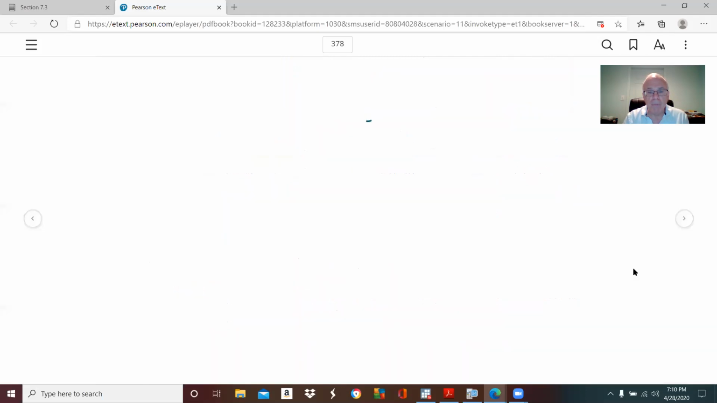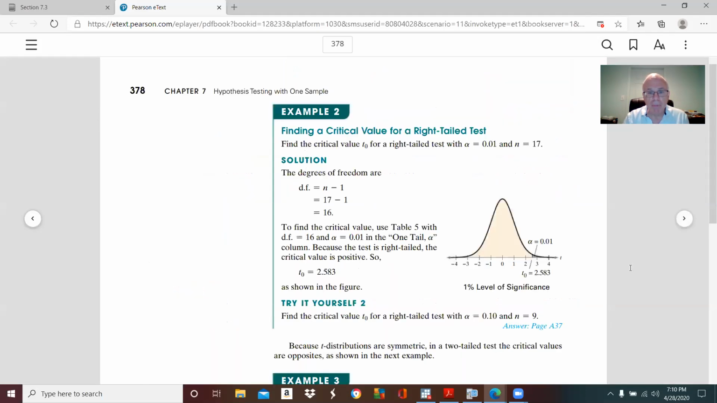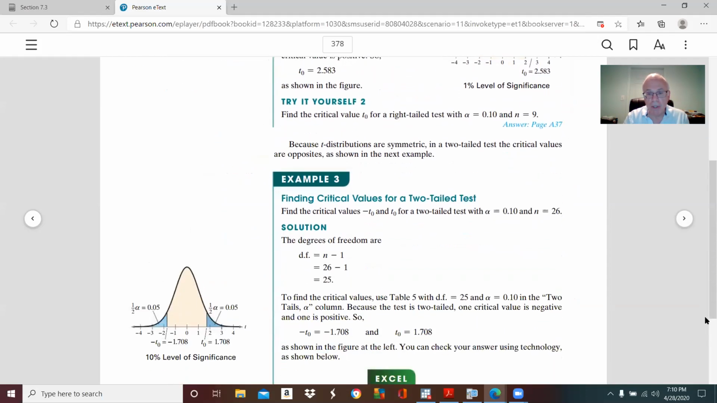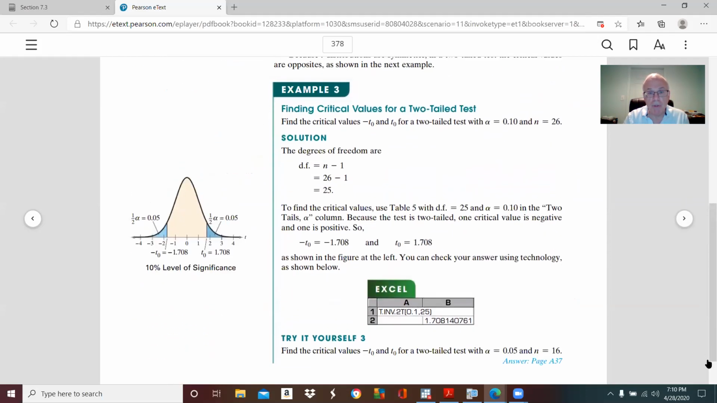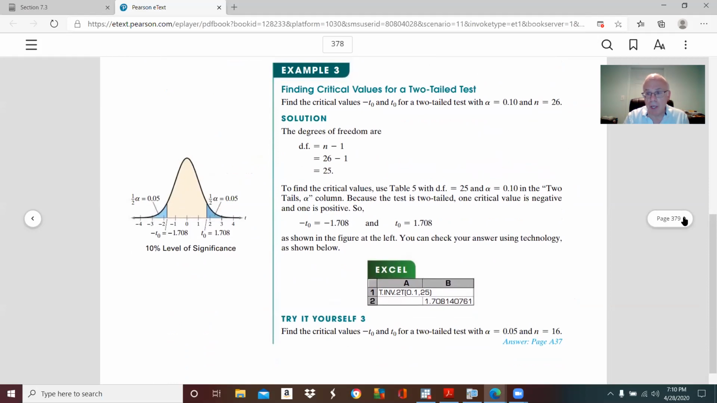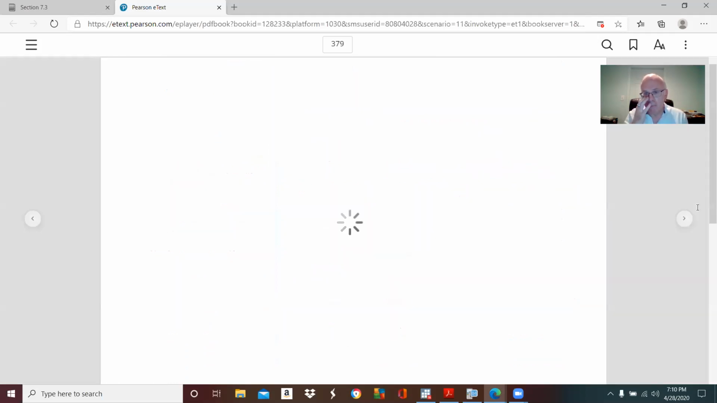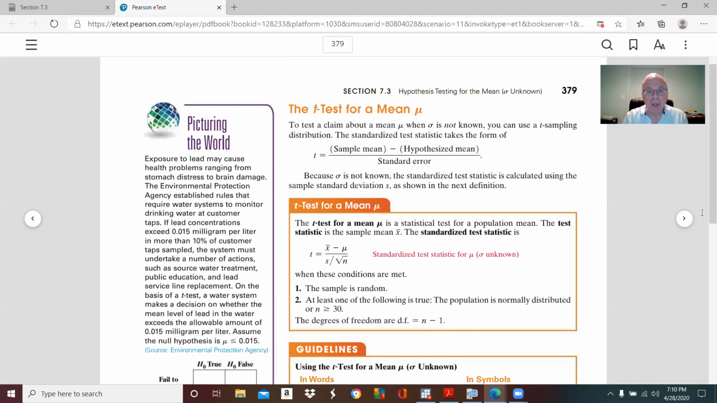And they show you how to find the critical values in examples here and here on this page, page 378. Again, I'm not going to stress that at all, only for homework. Anyway, on this page, 379, they show you the formula for the test statistic.